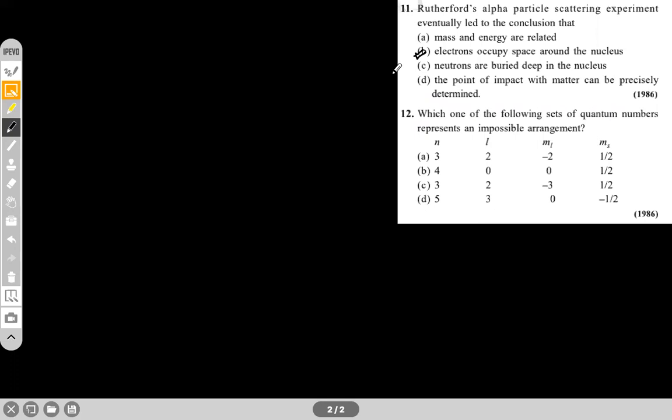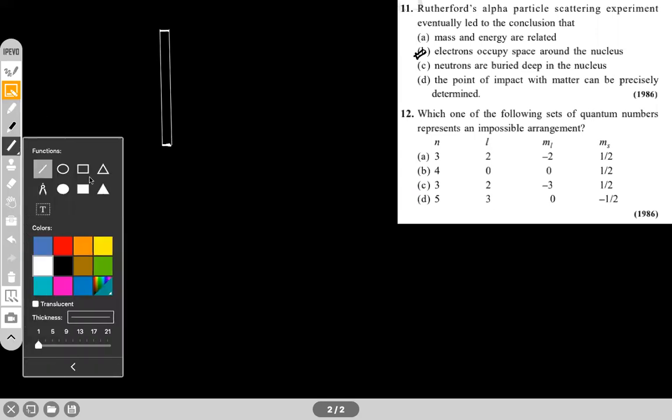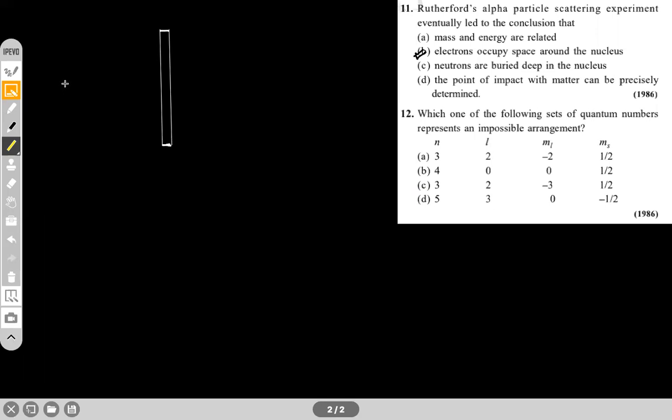Rutherford's experiment was what? If you try to remember, it is the alpha particle scattering experiment. We have a gold foil, and the alpha particles strike the gold surface. Suppose this is the gold foil we have, if you remember the Rutherford scattering experiment. We have a source of alpha particles here, and they strike this surface, right? So what we observe is that some of the alpha particles pass through the gold foil without any deflection.